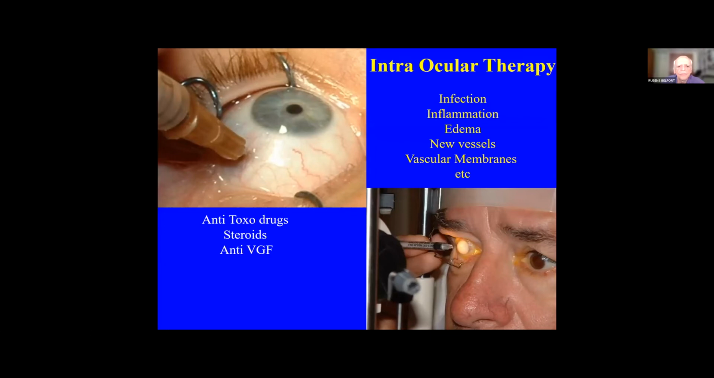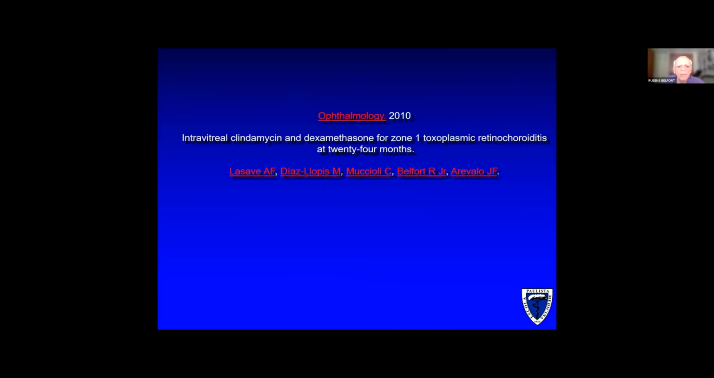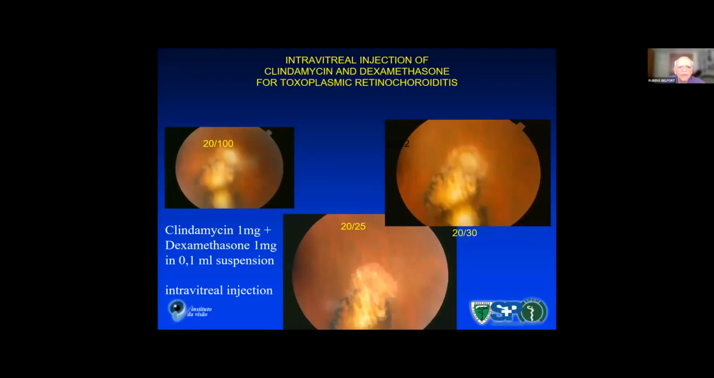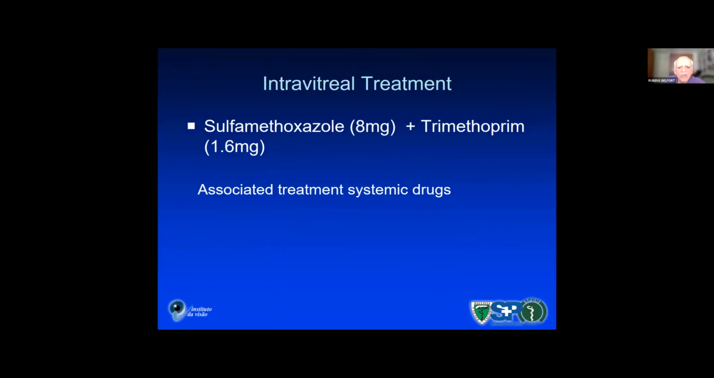We know that intraocular drugs can be used, and over 10 years ago, we showed that clindamycin and dexamethasone could help in some patients. And these are some examples. Patients that have a disease, 1 injection, and the disease went away. We have now a large number of patients that received that, and we believe that has a role also for that.